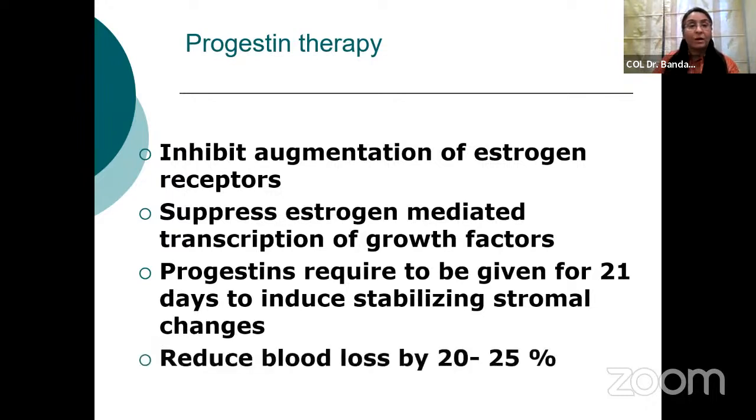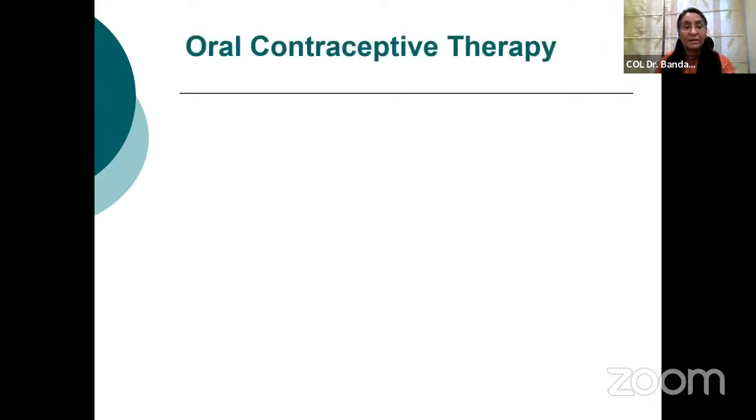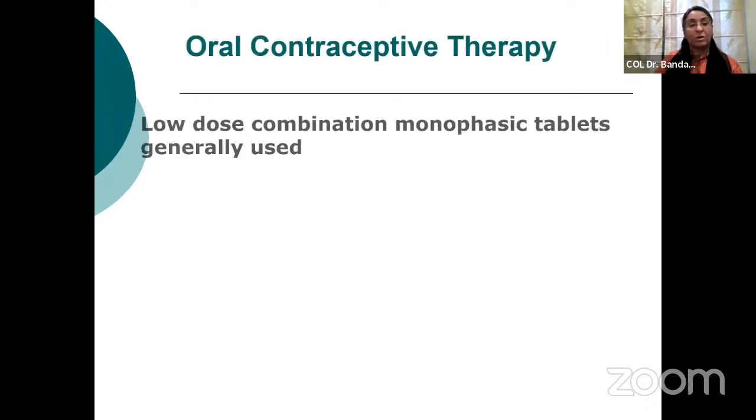It reduces the blood loss by about 20 to 25%. The second is estrogen and progesterone combination. A low dose combination, they are low dose pills and normal dose pills. These are monophasic pills. The common examples we use are like Novelon, like Femilon.